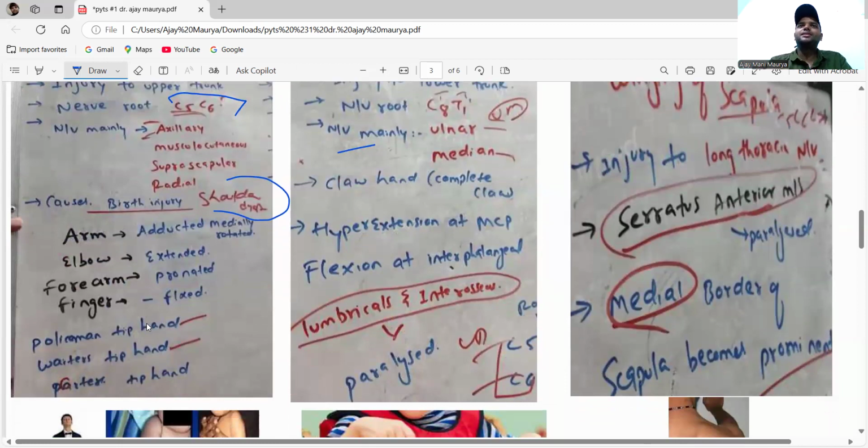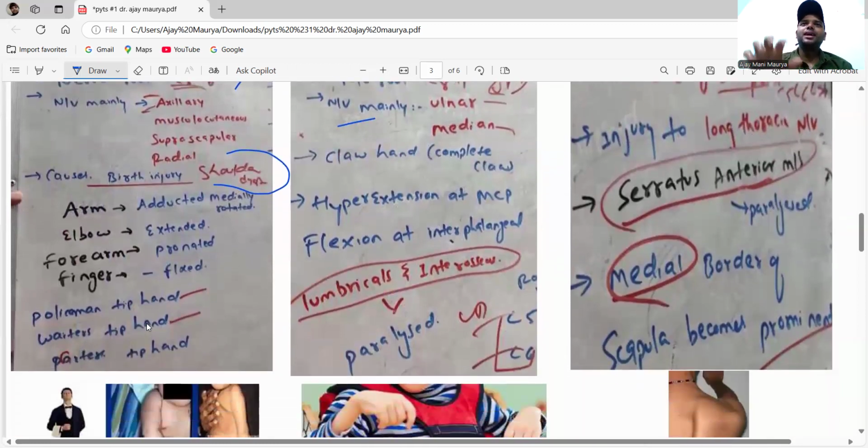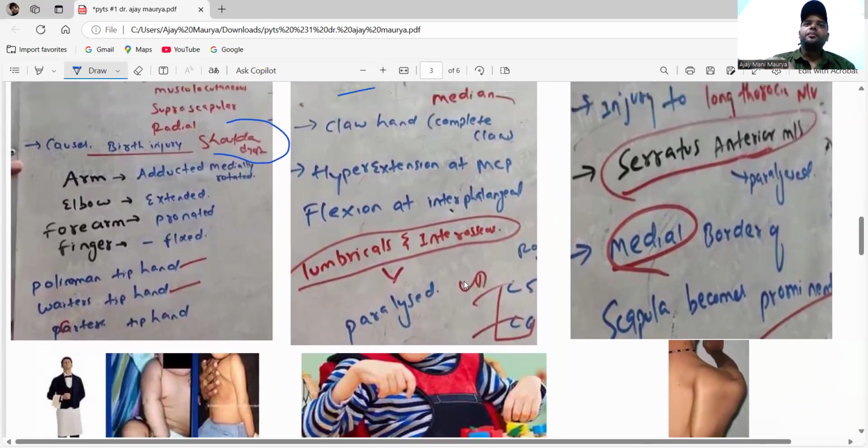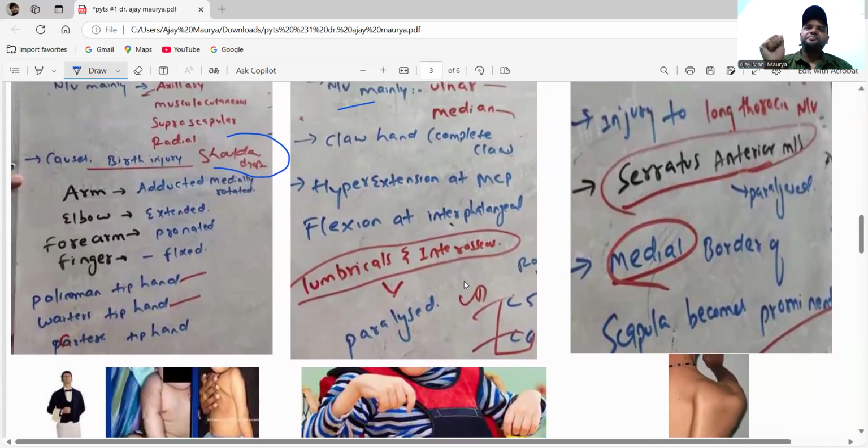Next is Klumpke's, ulnar median, C8 and T1. This is a claw hand. Complete claw hand is hyperextension at the MCP joint and flexion at the interphalangeal joints. It happens because the lumbricals and the interosseous muscles get paralyzed.